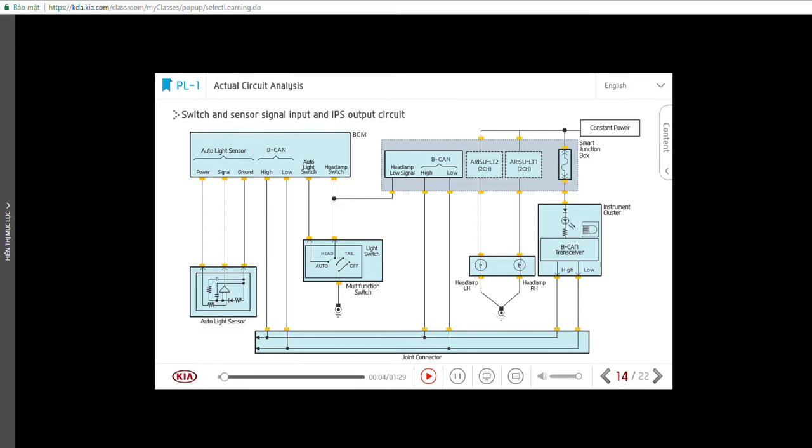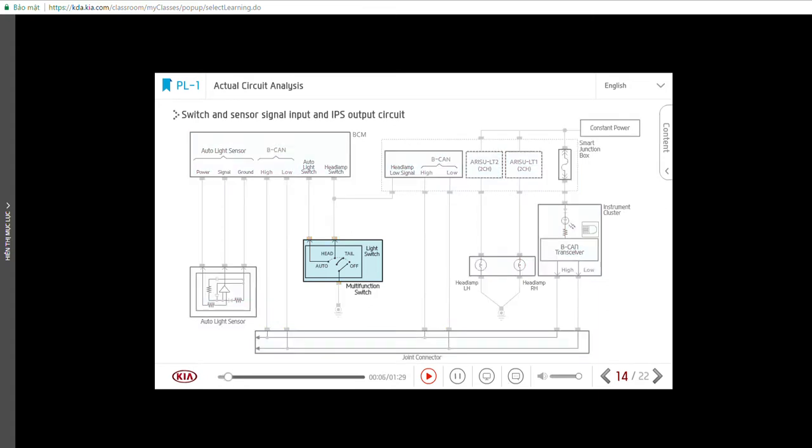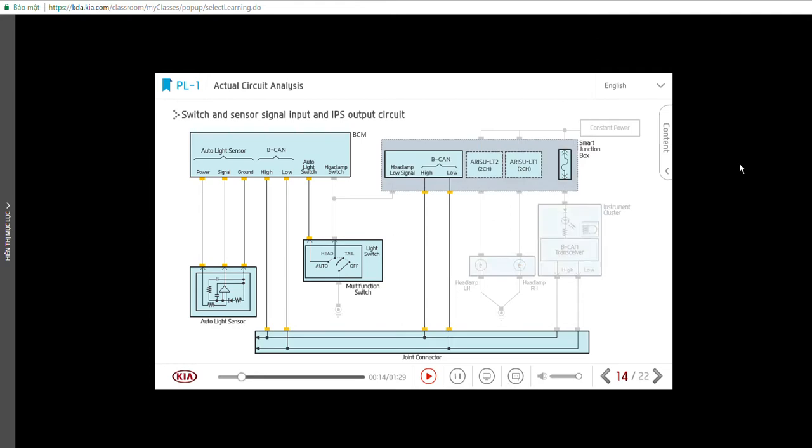In the auto light circuit, switch operation status and sensor value are sent to the BCM. The BCM uses BCAN to send a lamp operation command to the SJB, and the SJB activates the IPS to operate the headlamp. Let's analyze the circuit. Move the play bar to learn about the auto light circuit.